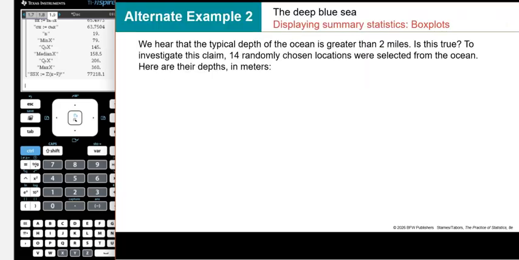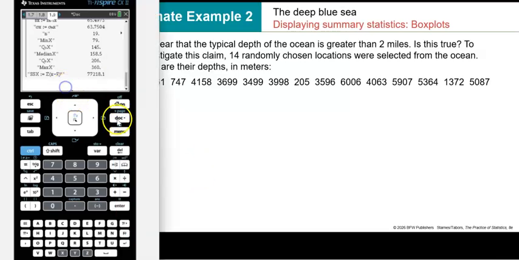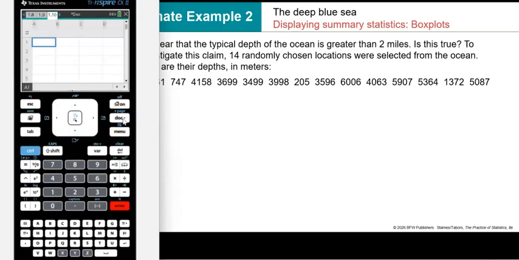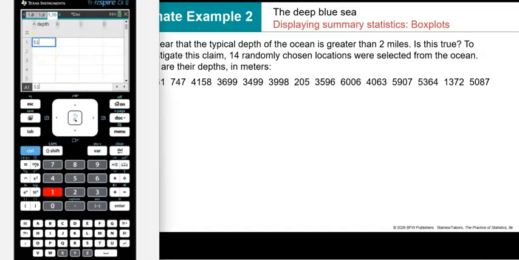Here, the typical depth of the ocean is greater than 2 miles. Is that true? To investigate, 14 randomly chosen locations were selected. Here are their depths in meters. So again, I'm just going to type this into your calculator. So going to lists and spreadsheets, depth, I guess. And the first couple there: 5161, 747, 58.